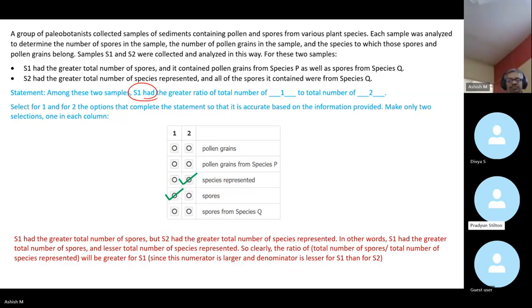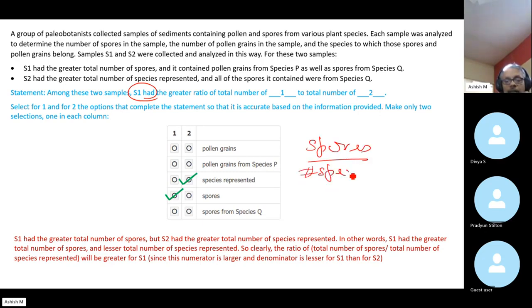But we don't have a comparison between S1 and S2 regarding the... between S1 and S2, greater ratios of S1 to S2. So let us take this ratio, spores upon number of species represented. So that's the final answer that we are talking about.